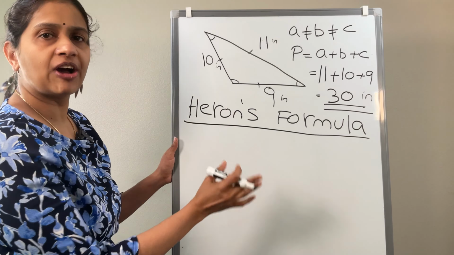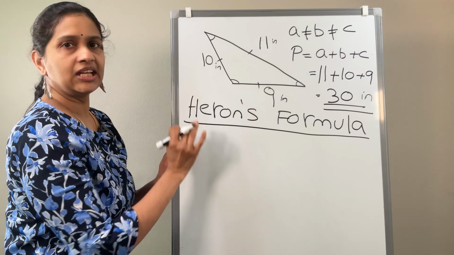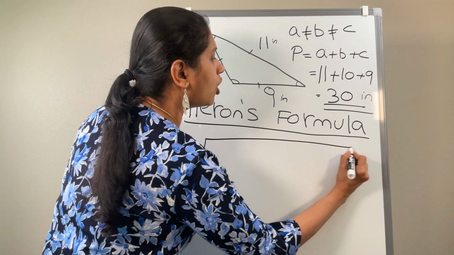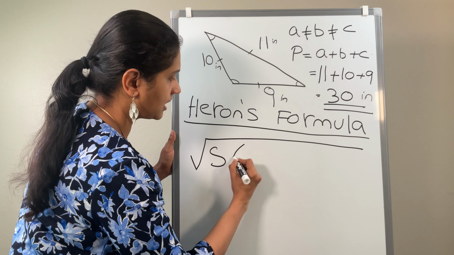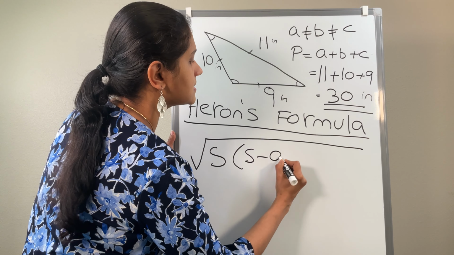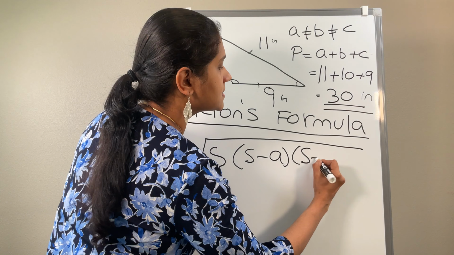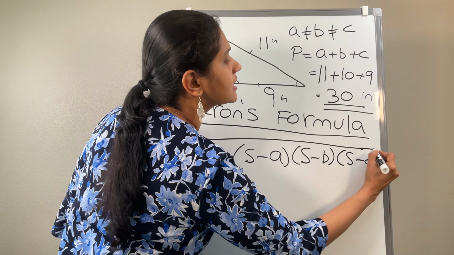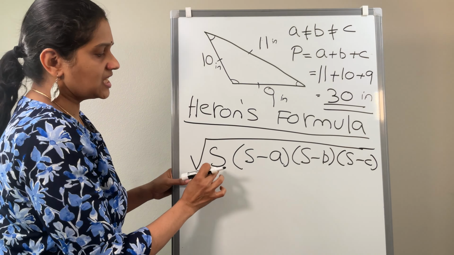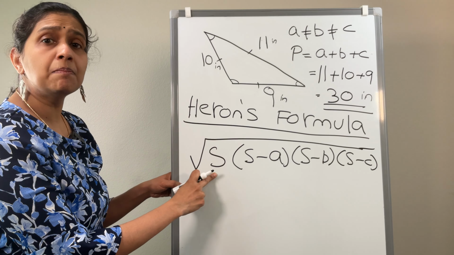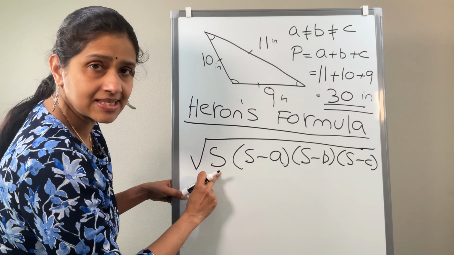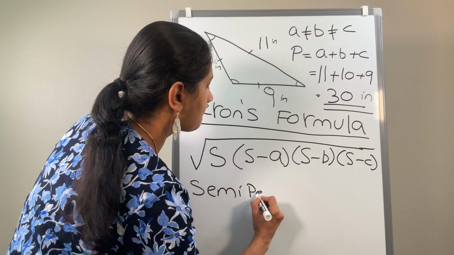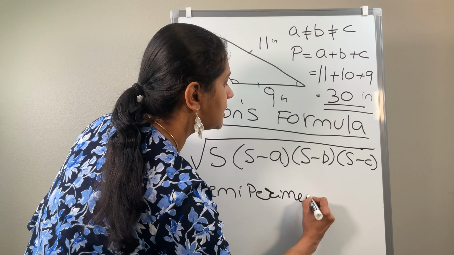The formula for finding the area of the scalene triangle, that is Heron's formula, is the square root of S times S minus A times S minus B times S minus C. Now I will explain what all these mean. This S is called the semi-perimeter. And how to find the semi-perimeter?